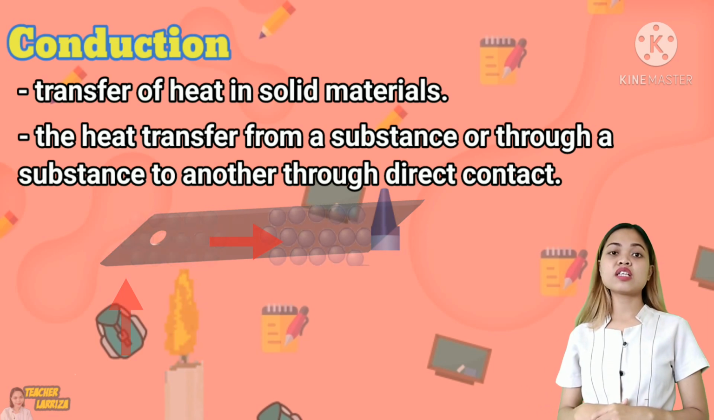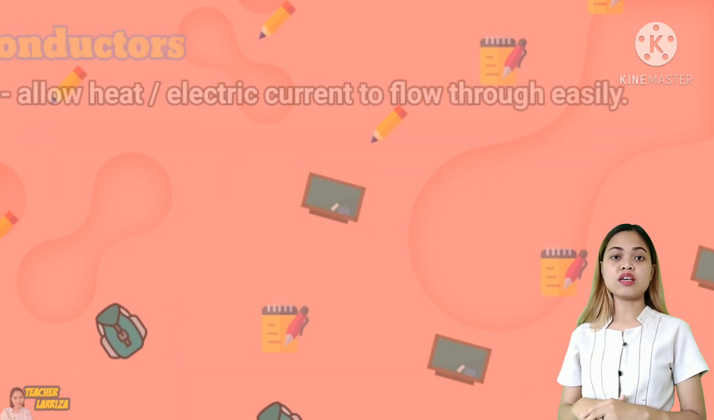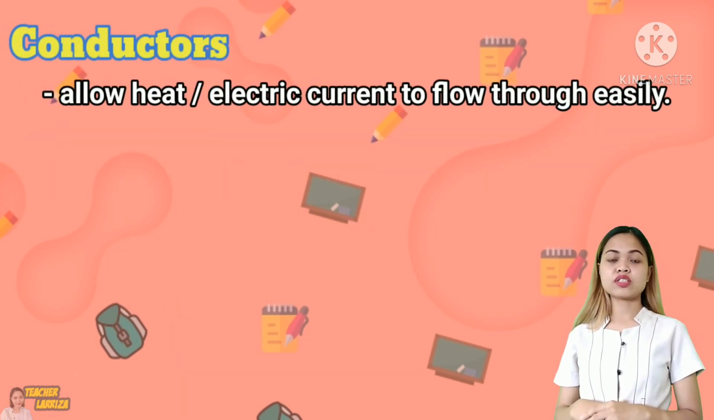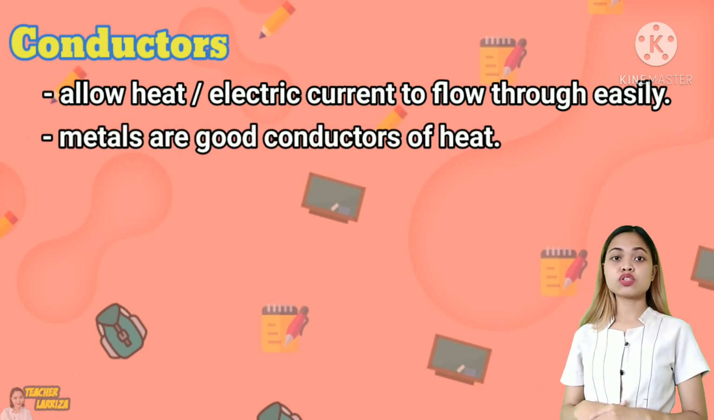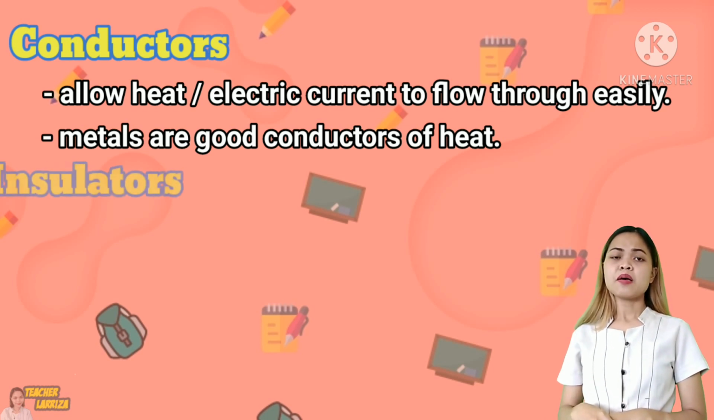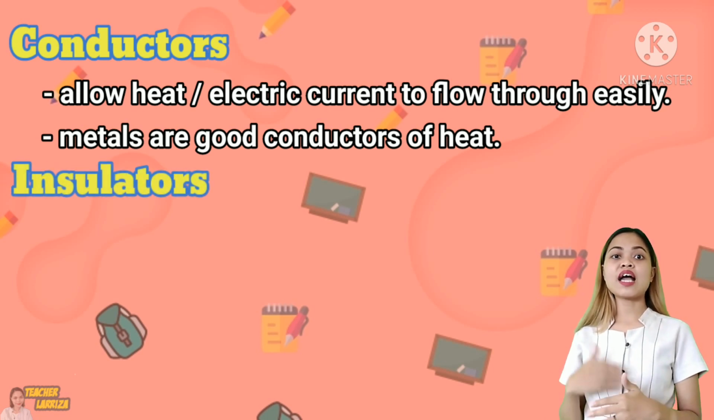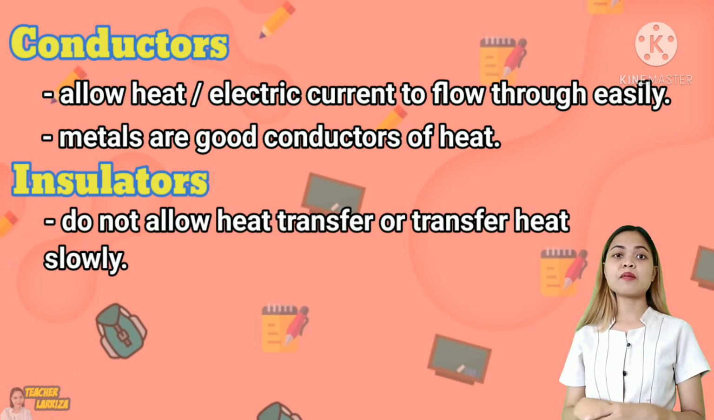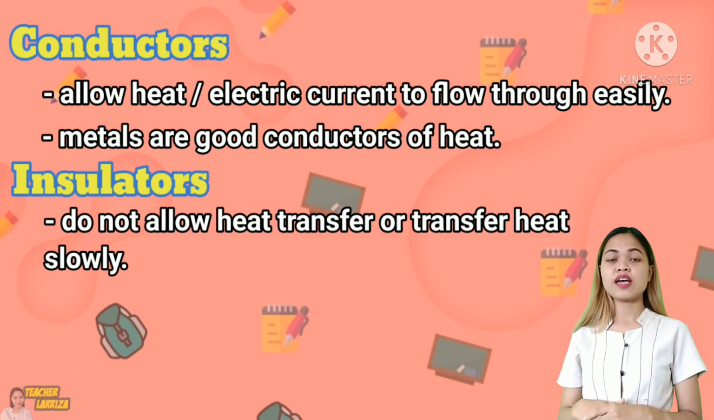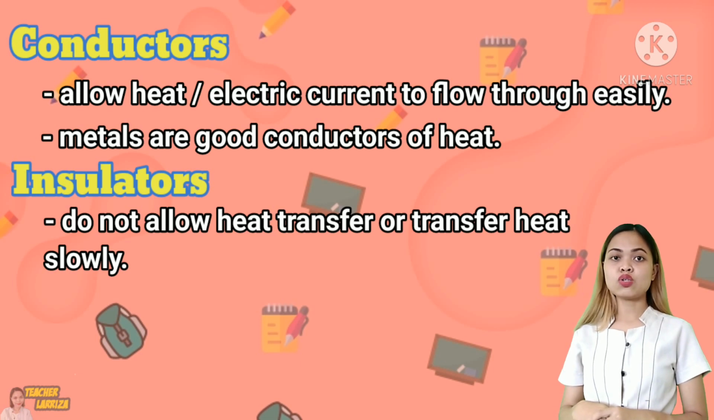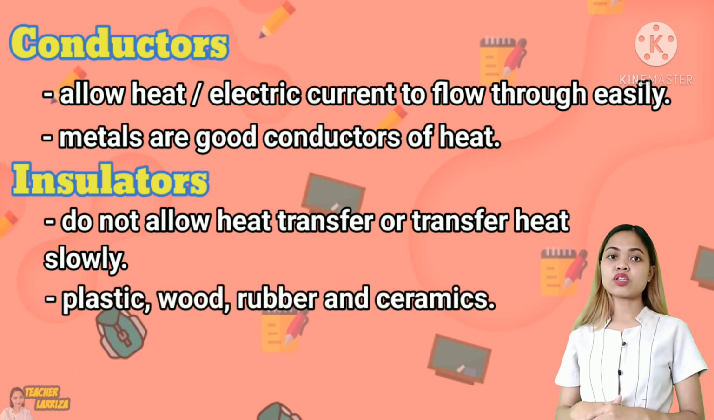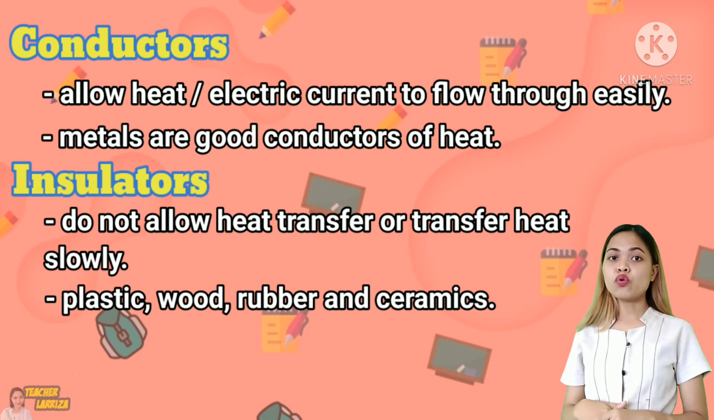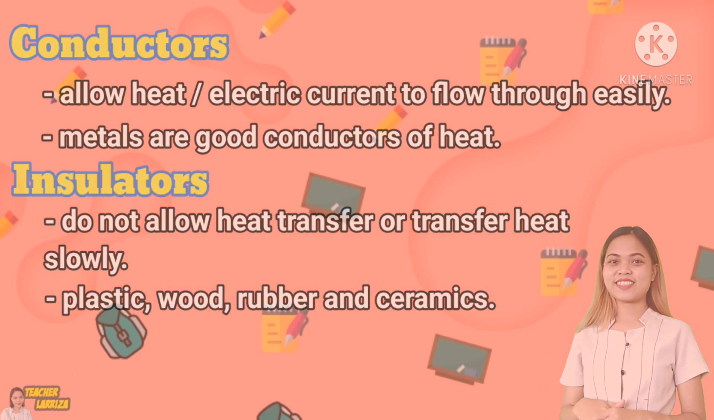There are materials that allow heat to flow through easily. These are called conductors. Metals are good conductors of heat. That is why we use them as cooking utensils because the heat moves faster through the metal pan to the food. Samantala, may mga materials naman na hindi nag-aalaw ng heat transfer o di kaya naman ay mabagal ang heat transfer. Tinatawag natin silang insulators. Some of the insulators include plastic, wood, rubber, and ceramics.